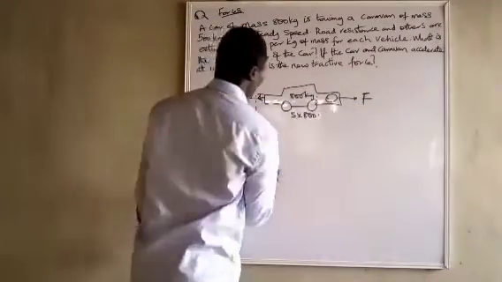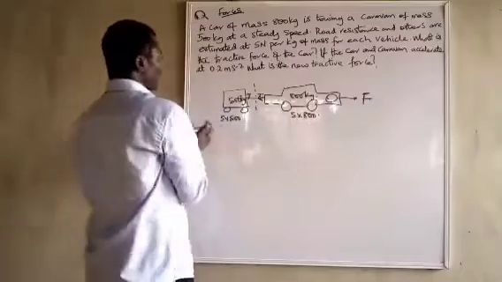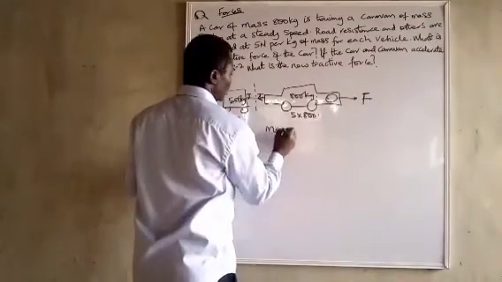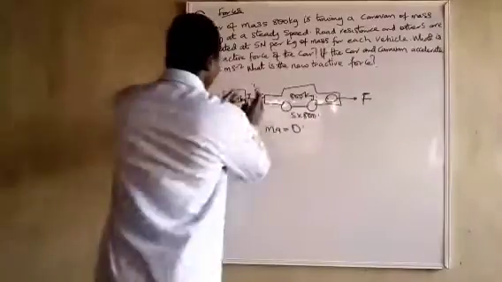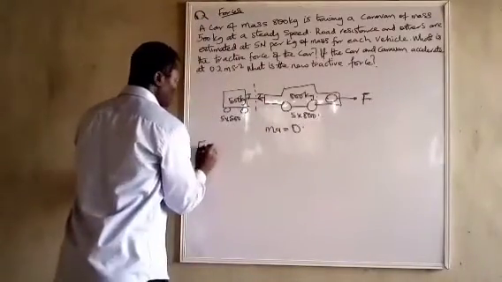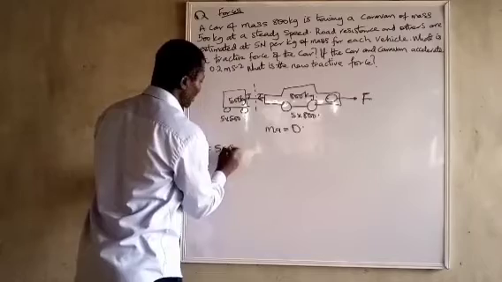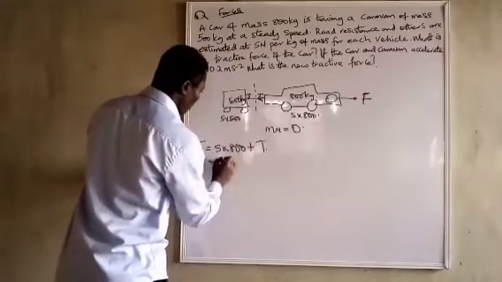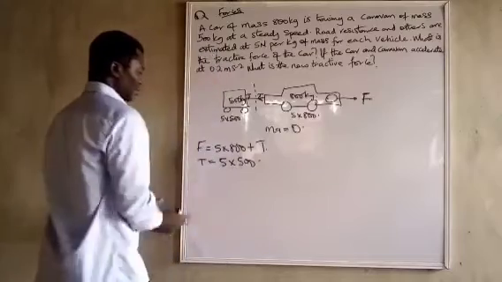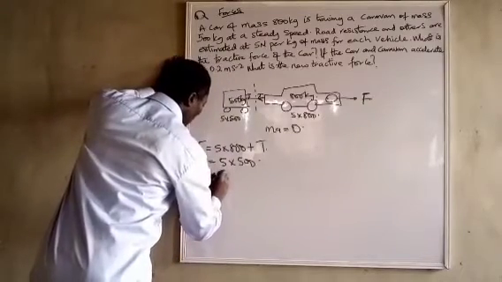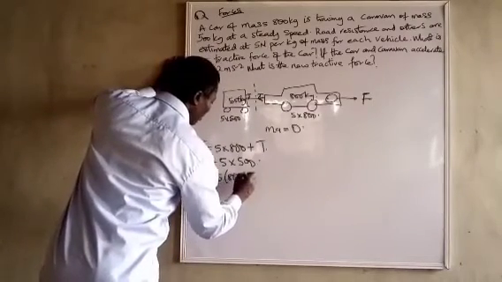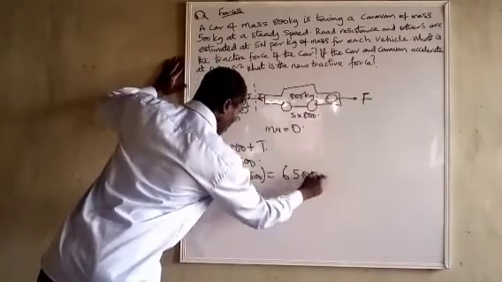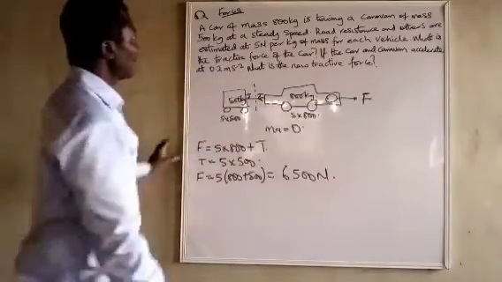So F for this car, since the acceleration is 0, the net force is also equal to 0. Therefore, you can look at this one as a portion of the system. We have F equal to 5 times 800 plus T, and T is equal to 5 times 500. So F is equal to 5 into 800 plus 500, which is equal to 6500 Newton. That is the tractive force, F.